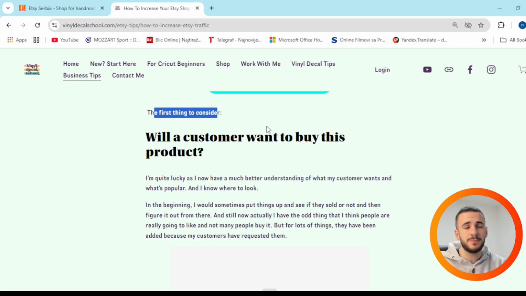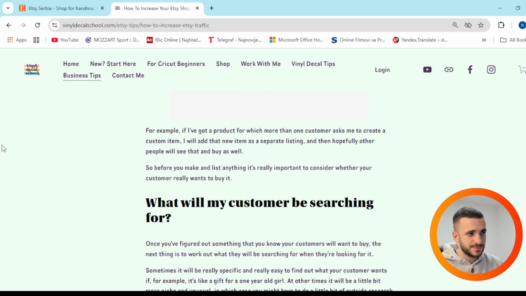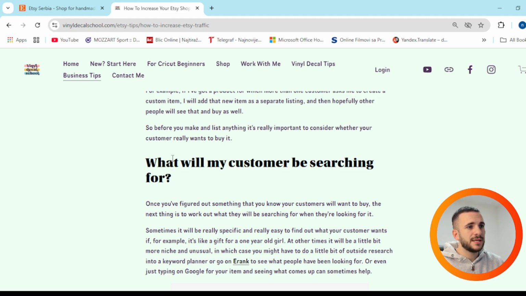It depends on your niche, it depends on the quality of your product and everything, but guys, that's the main thing. Of course, you can have a nice shop, you can have a great community, but if you're selling garbage, sooner or later the sales will stop, and that's the very first thing for you to consider. So I think that this section is clear for you. What will my customer be searching for?